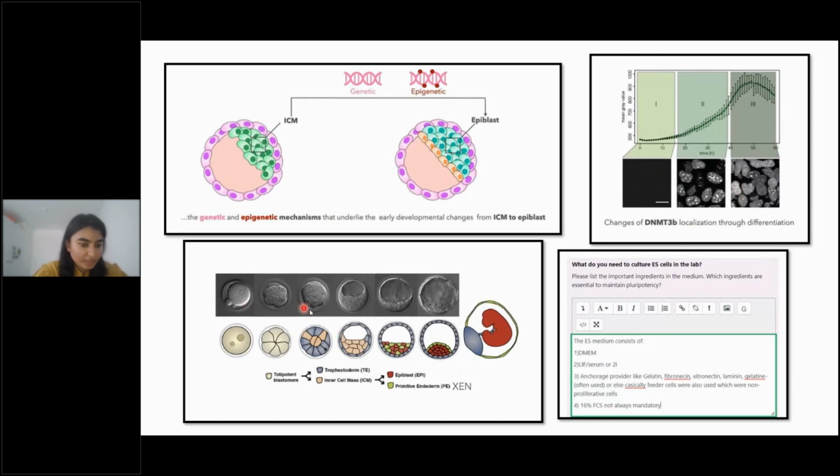So you have the totipotent blastomere, epiblast, and then we have medium, which consists of DMEM, LIF or serum, or 2i basically.